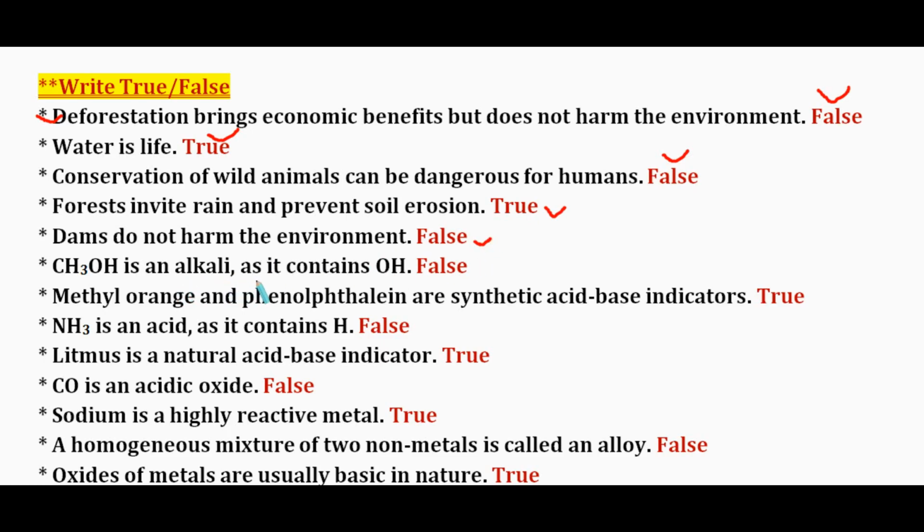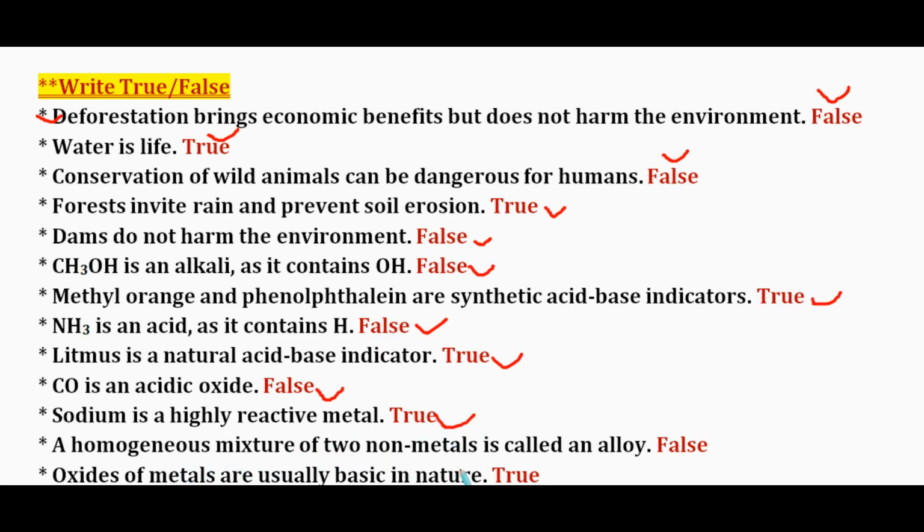False. CH3OH is an alkali as it contains OH. False. Methyl orange and phenolphthalein are synthetic acid base indicators. True. NH3 is an acid as it contains H. False. Litmus is natural acid base indicator. True. CO is an acidic oxide. False. Sodium is a highly reactive metal.